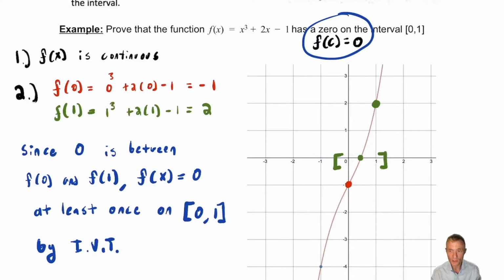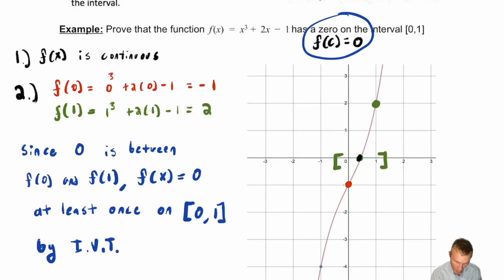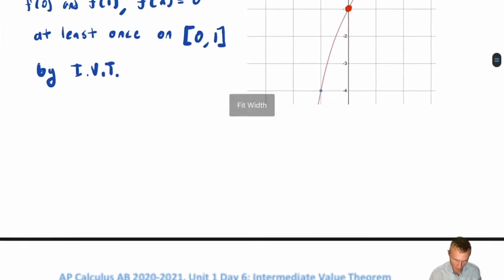The same logic applies if I just told you, try to draw between the red and green dot without passing through the x-axis. It's not possible if your function is continuous. So that's the intermediate value theorem. Let's go ahead and take a look at applying it in a couple of situations.